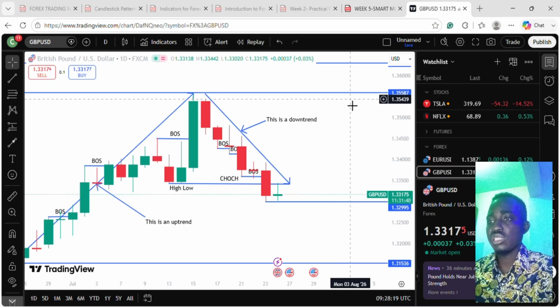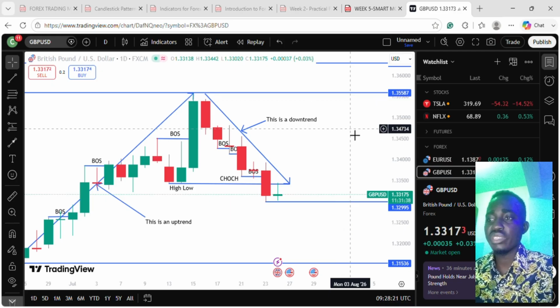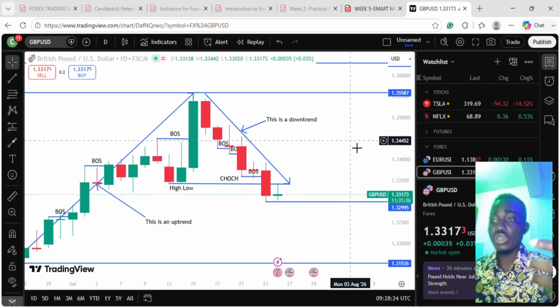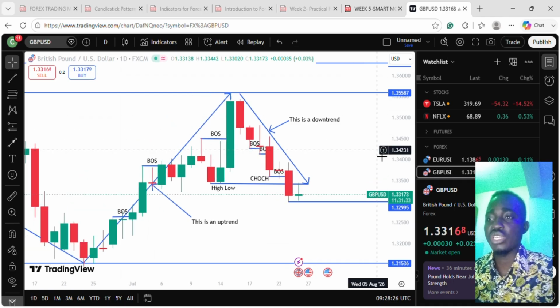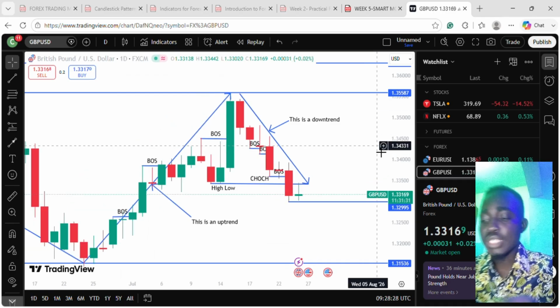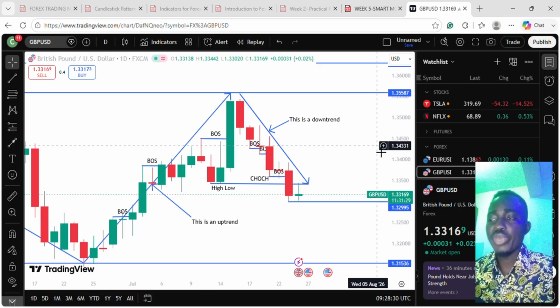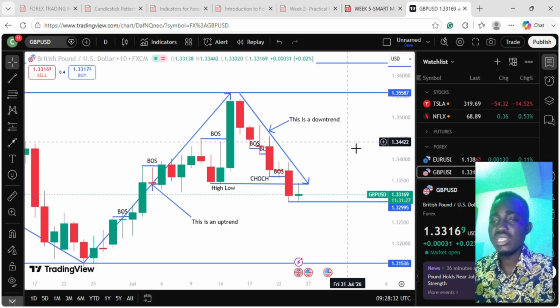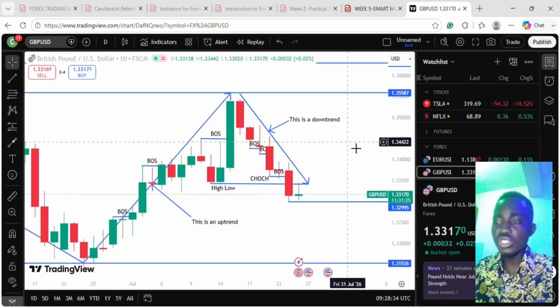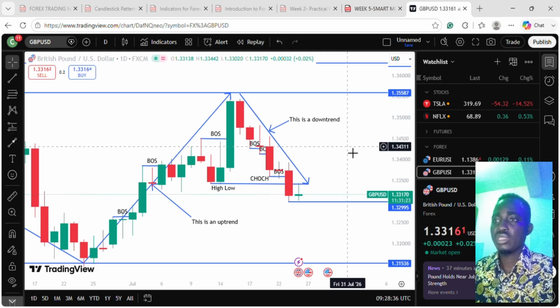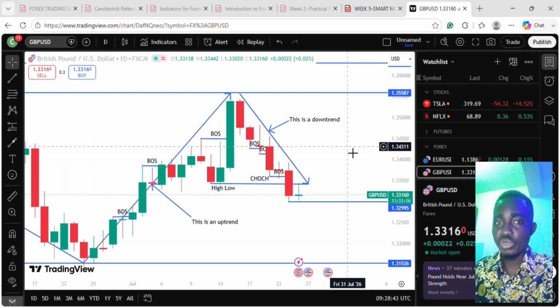I've been trying it out for the last 1 month, and I see it's working out for me. So maybe you can try it first on your demo account and see if it will work for you before you test it on your real account. And it might not work for all pairs, you must understand that, because not all strategies work for all pairs. So that's it for today.